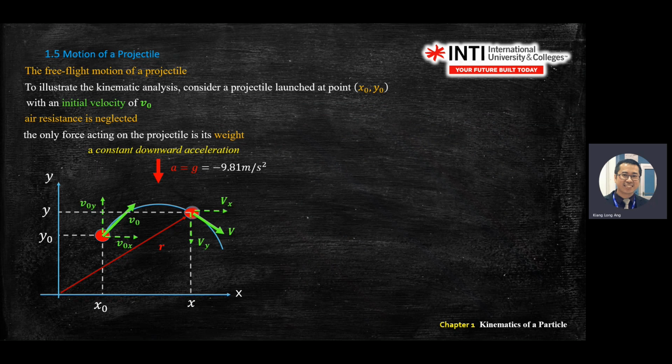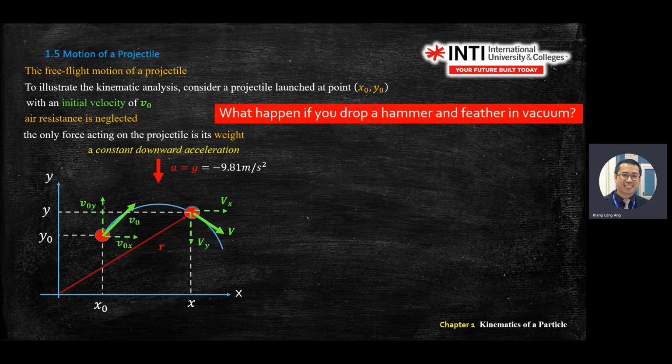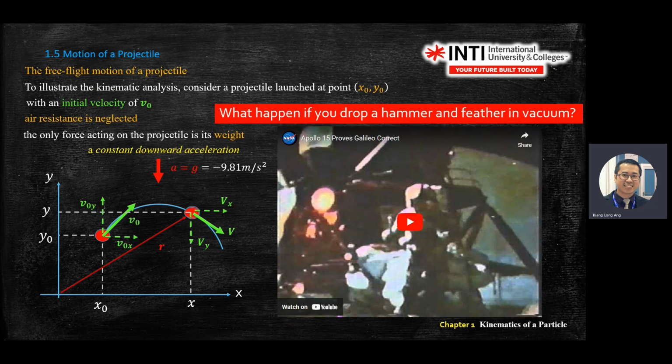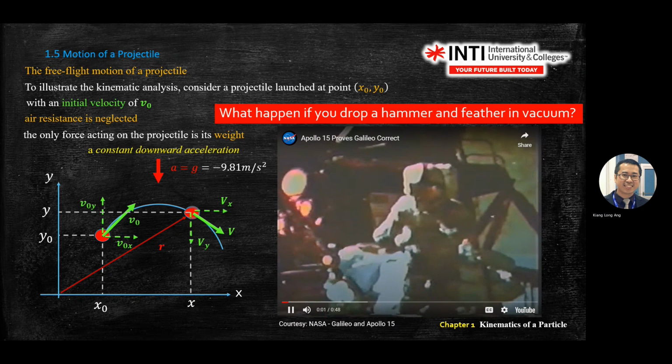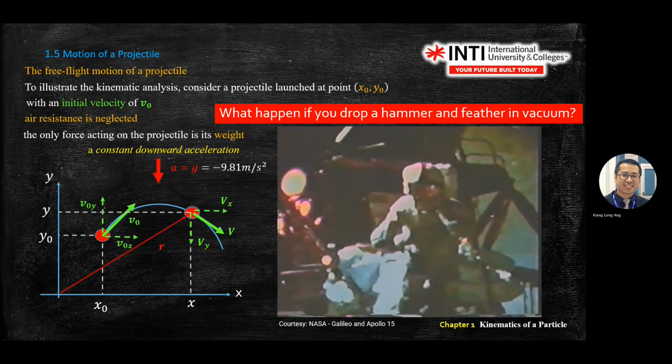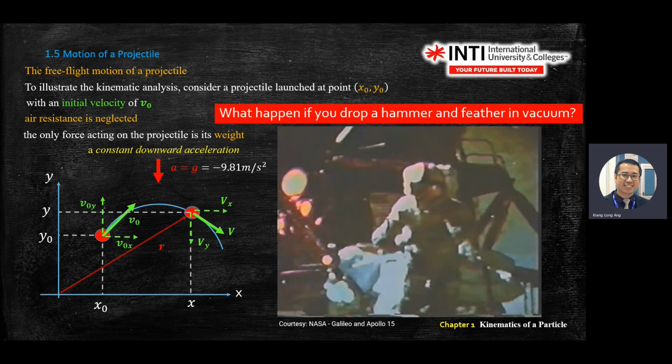Understand this one? Okay. Now, what happens if you drop a hammer and a feather in a vacuum? This is a fun fact. They did an experiment on the surface of the moon. What do you think? Which one will hit the floor first? Hammer or feather? Okay, let's watch this one. This is the hammer, this is the feather.